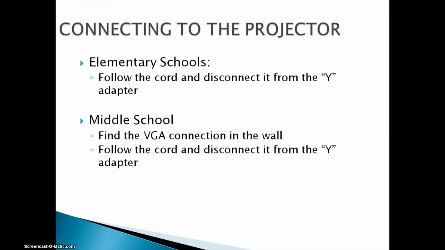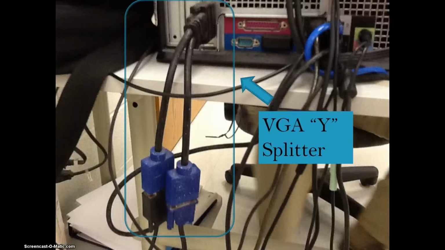Now if you happen to have a projector in your classroom, here is how you connect your laptop to the projector. At the elementary schools, you're going to follow the cord from the projector down to the Y adapter on the back of your desktop computer. Let me show you what that looks like. So this is a Y adapter. One of the two outputs goes to your monitor, the other output goes to the projector.